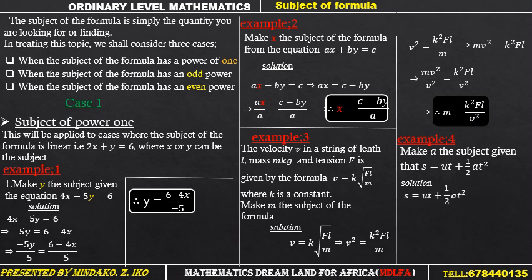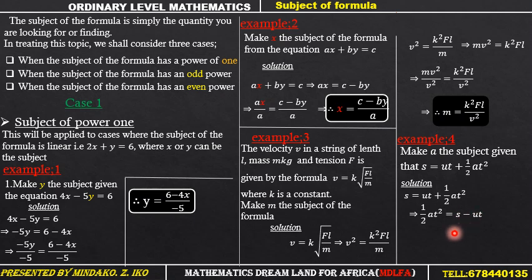So solution, we have s equals ut plus half at squared. It implies that half at squared equals s minus ut. So what have I done there? Since we are looking for a, the whole of this term, half at squared, stays on one side, and I've taken ut and crossed it to the other side of the equation. ut was positive, but now that it has crossed the equality sign, it has become negative. So half at squared will be equal to s minus ut.